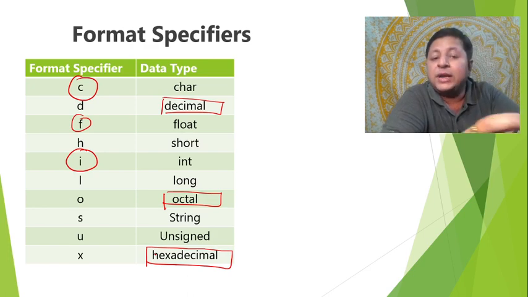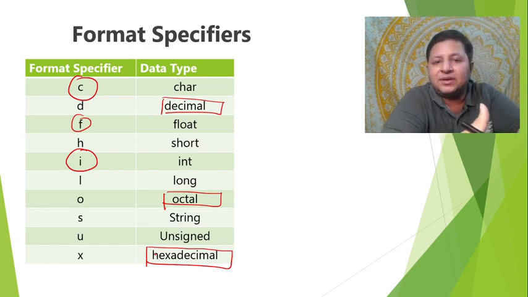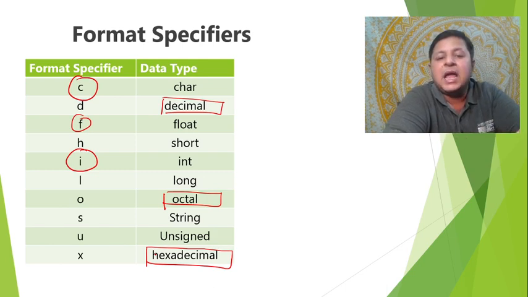It's a lot of in-depth concept, and we'll have a separate video on that also: whenever I'm reading, how can I use %i, or if I use %i, what are the consequences?